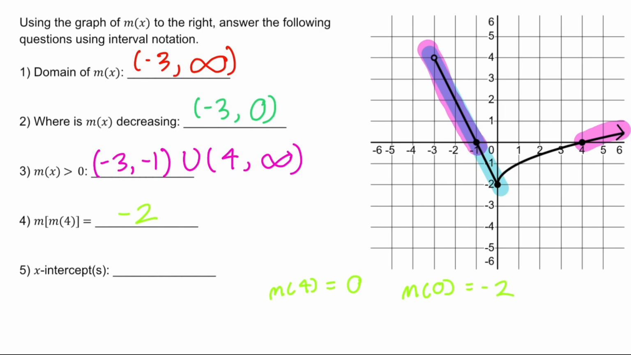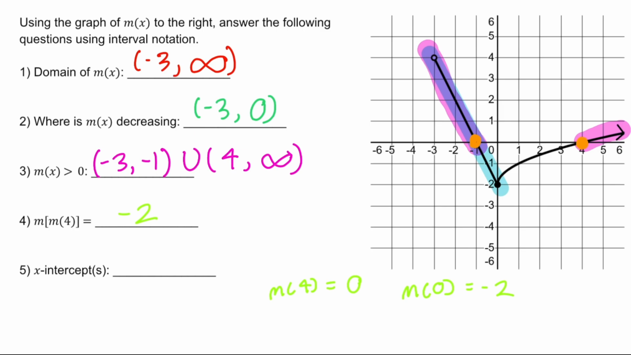Okay, question 5. What are the x-intercepts? Well, what is an x-intercept? Well, that's where we intercept the x-axis. That is occurring at 2 distinct points. That's going to occur right here, and then right here, at x is equal to negative 1 and x is equal to 4. We always want to write intercepts as coordinate pairs.